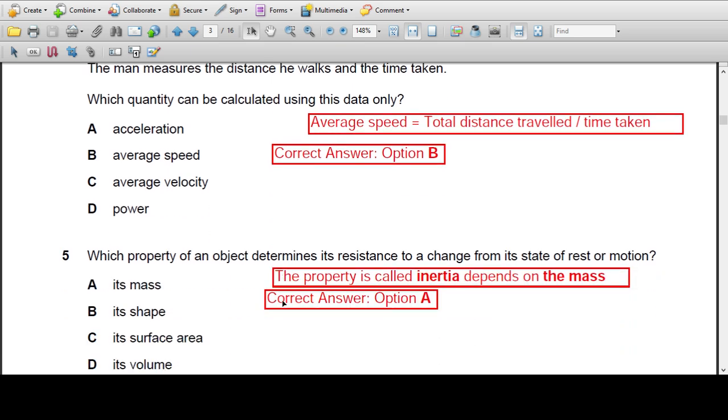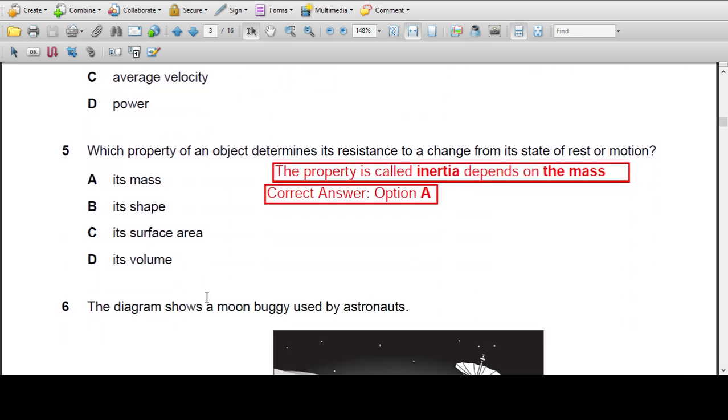Question number 5. Which property of an object determines its resistance to a change from a state of rest or motion? This property is called inertia, and inertia depends on the mass. So option A is correct.